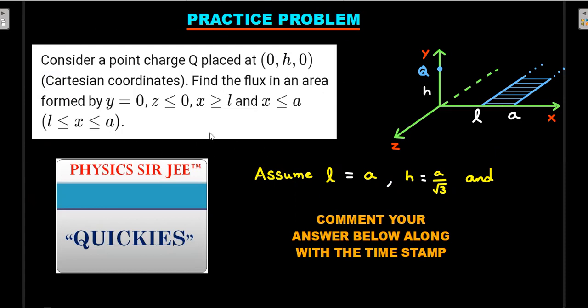For those people who are not good with 3D geometry or 3D coordinate geometry, I tried to draw the picture depicting this problem. In this picture, which is the general one for L, A, and H, I'm asking you to assume L is A and H is A by root 3, and provide me with your answer for this flux question for the charge placed here, along with the timestamp. Comment the answer below, I'll respond. In case you struggle, I'll try to make up a solution for this in the physics quickies series. So let's move forward.